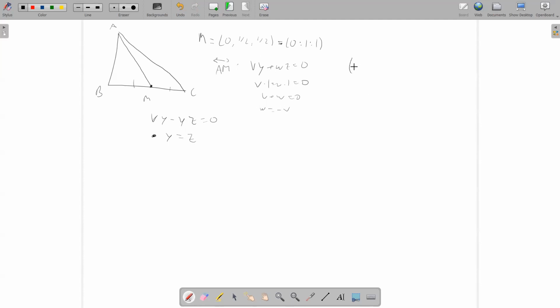Or we can use our parametrization earlier. We know that this is T colon. What is the B coordinate of M? 1. What is the C coordinate of M? 1. And if you notice, these are really saying the same thing. The homogeneous coordinates are saying that the Y and Z coordinates are in a ratio of 1 to 1, i.e. that they are equal. Y equals Z.